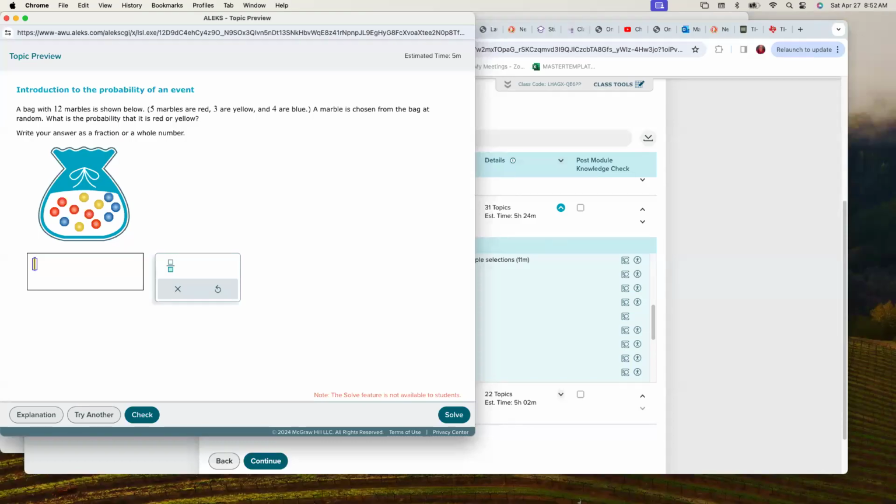Okay, back with some more ALEKS examples. And what we're going to do for these particular ones, and again, I can't do every type of problem here, but what I'll do is pick a few of these. These are all going to deal with probability.